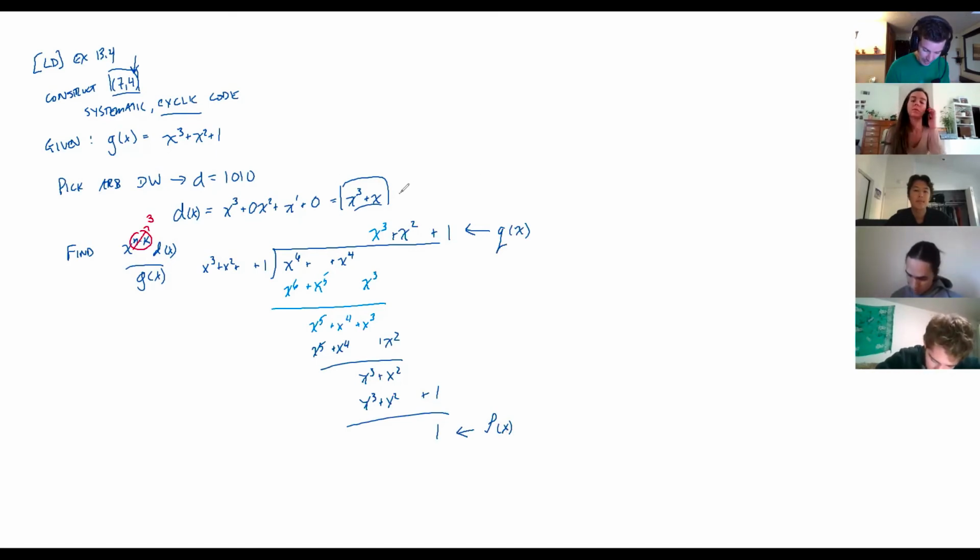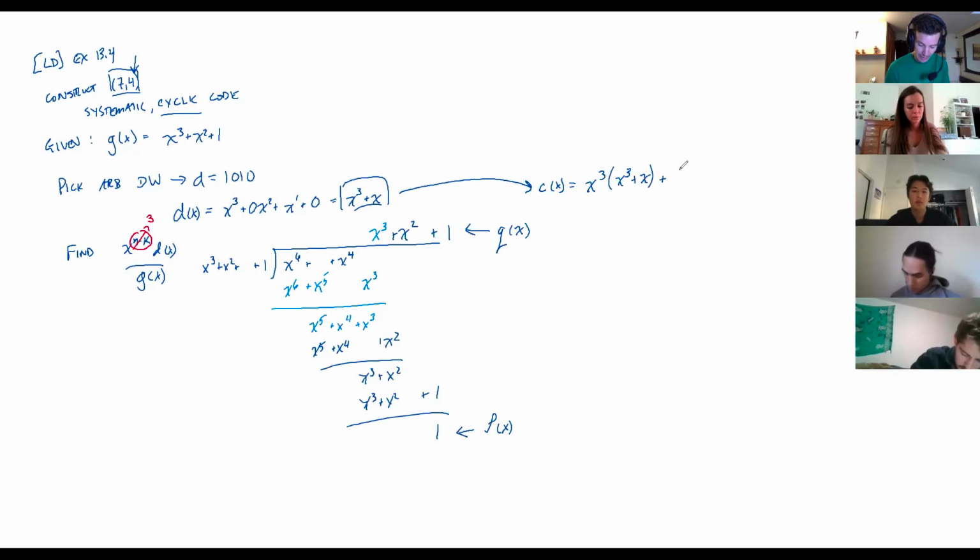So this data polynomial becomes the code polynomial, which is x to the 3 times our data polynomial plus our remainder, which in this case happens to be this very simple polynomial, just 1.